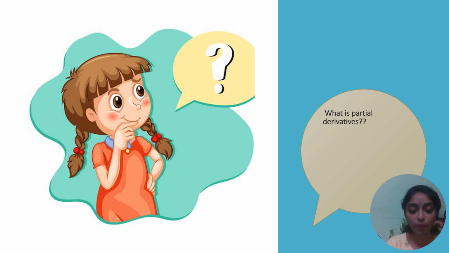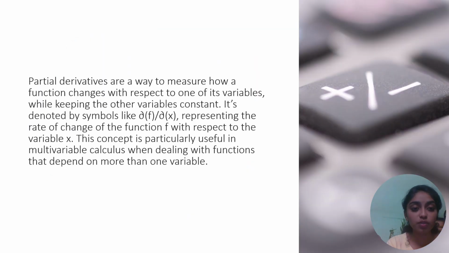What are partial derivatives? Partial derivatives are a way to measure how a function changes with respect to one of its variables, while keeping the other variables constant. It is denoted by the symbol delta f divided by delta x, representing the rate of change of the function f with respect to the variable x. This concept is particularly useful in multivariable calculus while dealing with functions that depend on more than one variable.